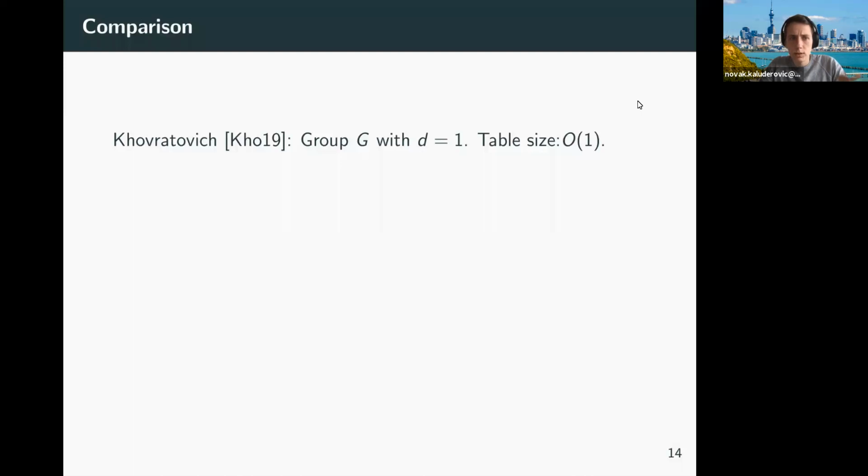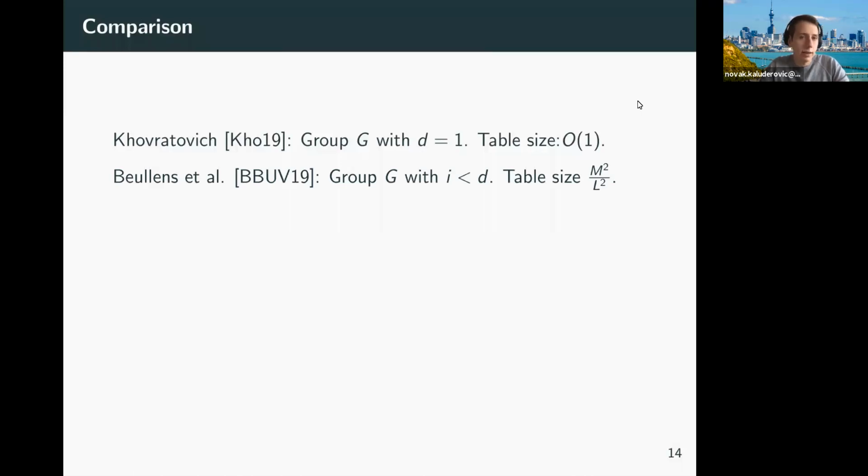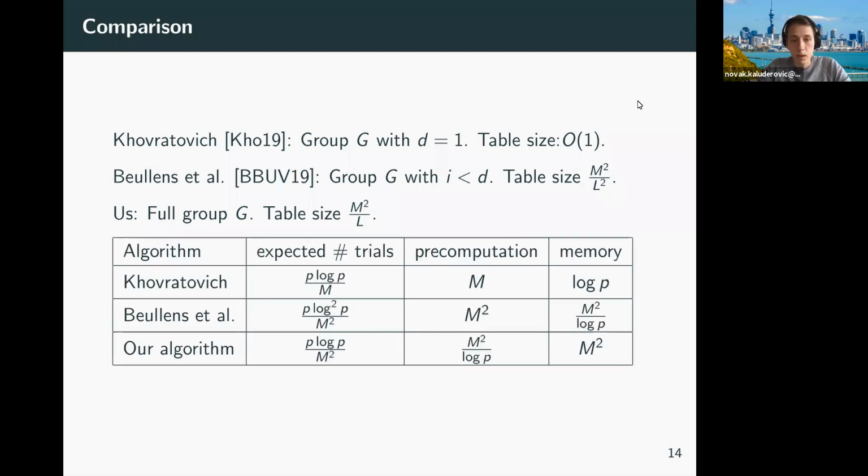An improvement was later given by Bullens et al., where they use, again in our terminology, the group G with I strictly smaller than d. This allowed them to create a table of size m squared over L squared. Finally, our algorithm uses the full group G, and with m queries we can obtain m squared over L Legendre sequences, so an improvement of a factor L. And this is the comparison of the three algorithms.